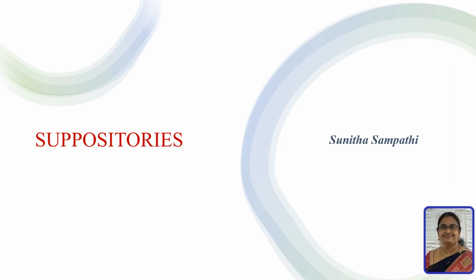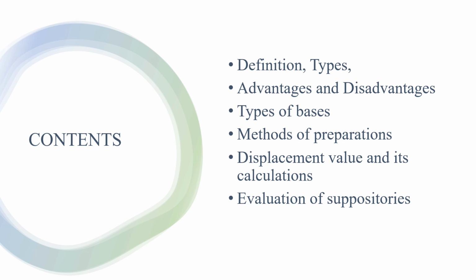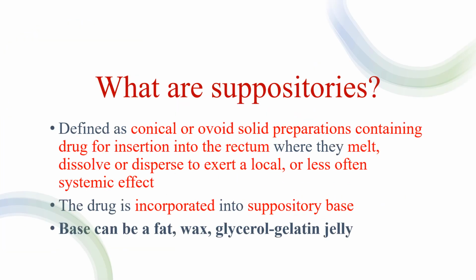Suppositories we are going to discuss today. The contents of these suppositories are as follows. We will see the definition, types, advantages, disadvantages. What are the different types of bases, methods of preparation, displacement value, and how do we calculate the amount of the drug that displaces one part of the base. We are going to discuss displacement values, followed by evaluation of suppositories. Now first let us see what are suppositories.